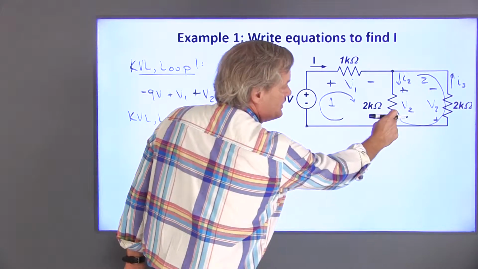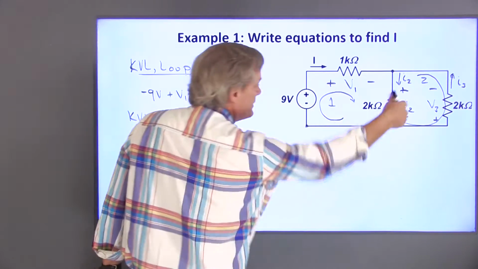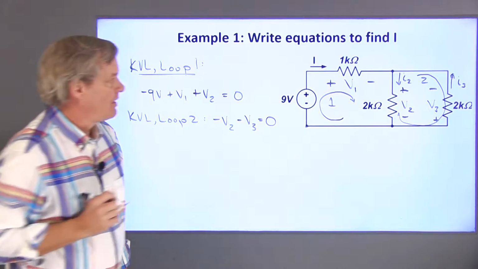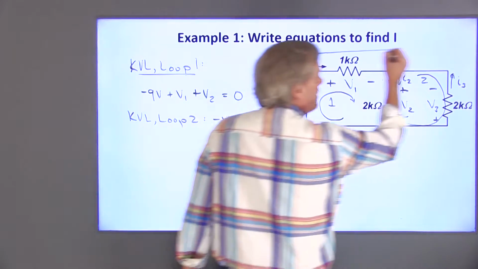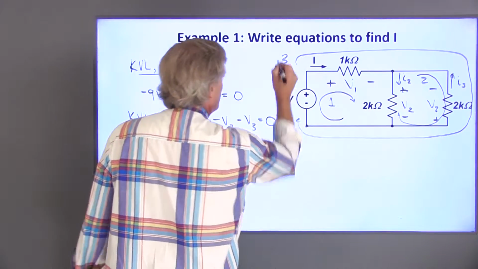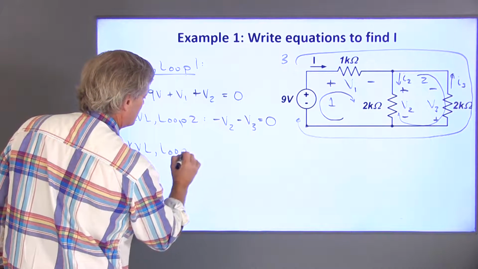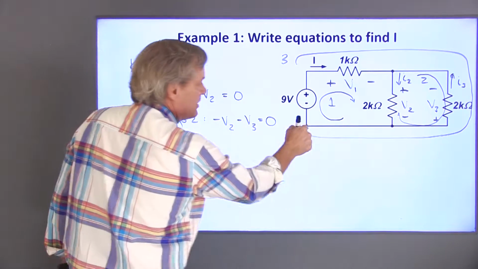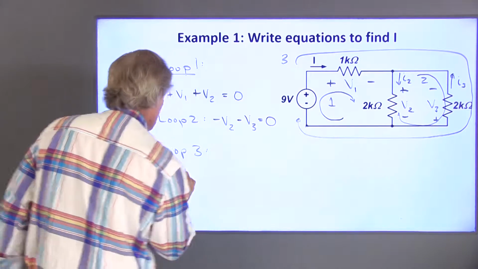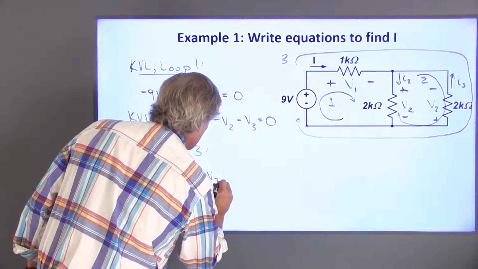If I start down here, I see the negative terminal on V2 first, so that's negative V2. And I see the negative terminal on V3 next, so that's negative V3. I could also loop around this entire outer loop here, loop 3, say. If I start down here, I have a negative 9 volts, I have a positive V1, and I have a negative V3.